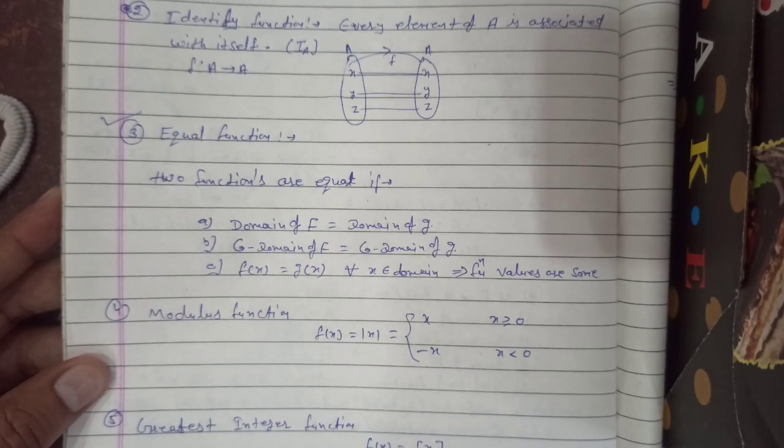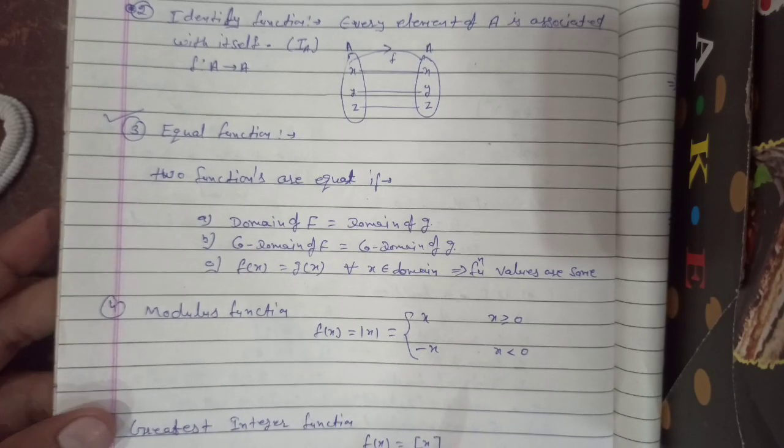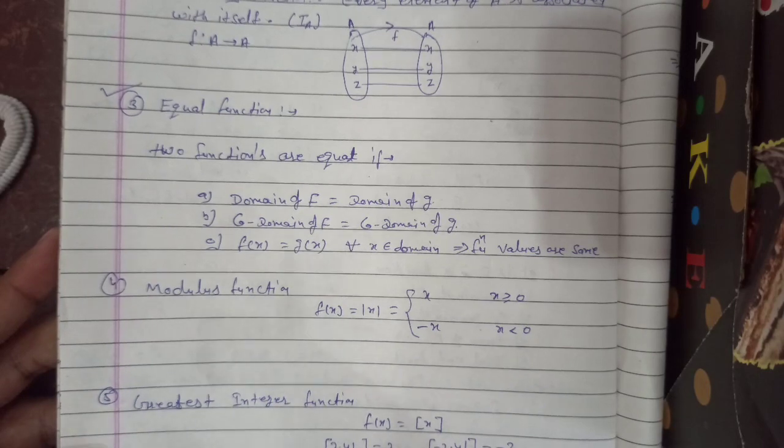Sometimes questions are asked where two functions are given and the elements are given. Somewhere the elements are missing in terms of x, y, z, and the question asks that if the functions are equal, then calculate the value of x. Just by using the mapping method, we can easily calculate the value of these unknown variables.